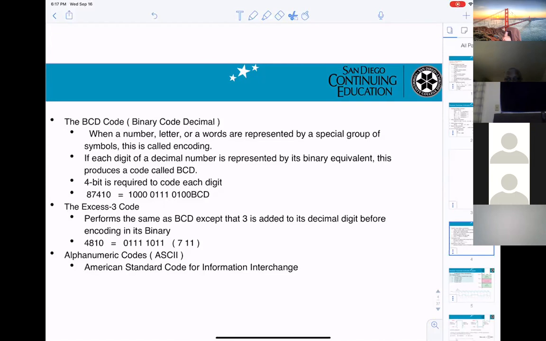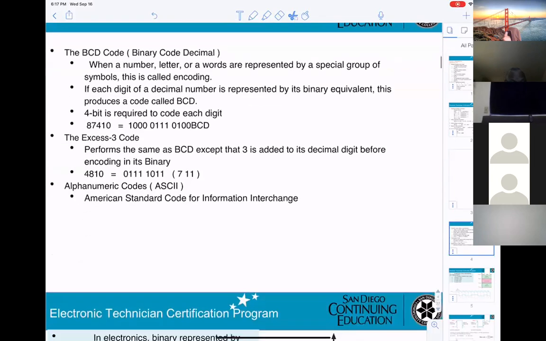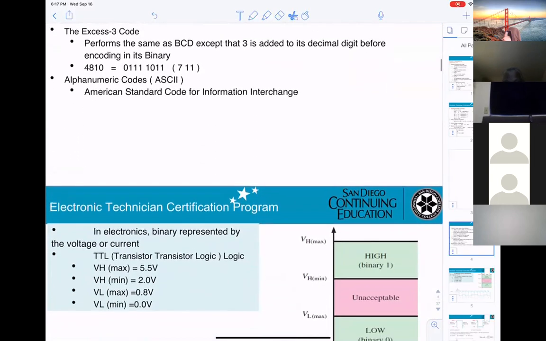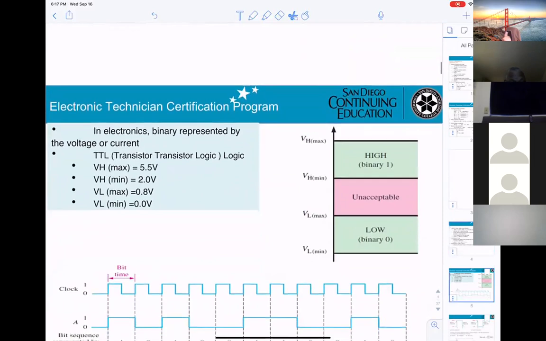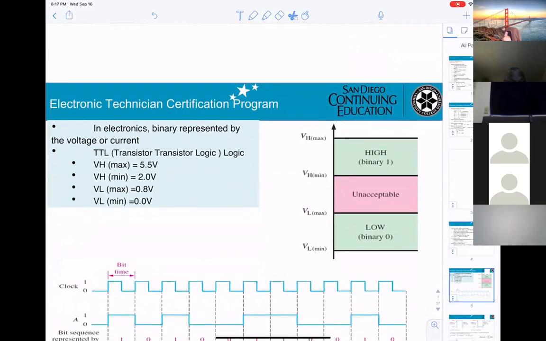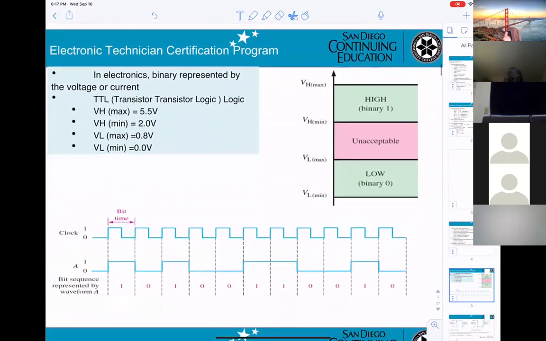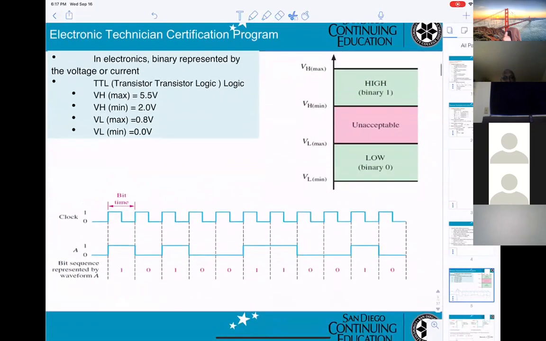Okay, ASCII, American Standard Code for Information Interchange. We will go back to those things later. Now we need to try to tell you something here. So you understand binary: it can be either 0 or 1.